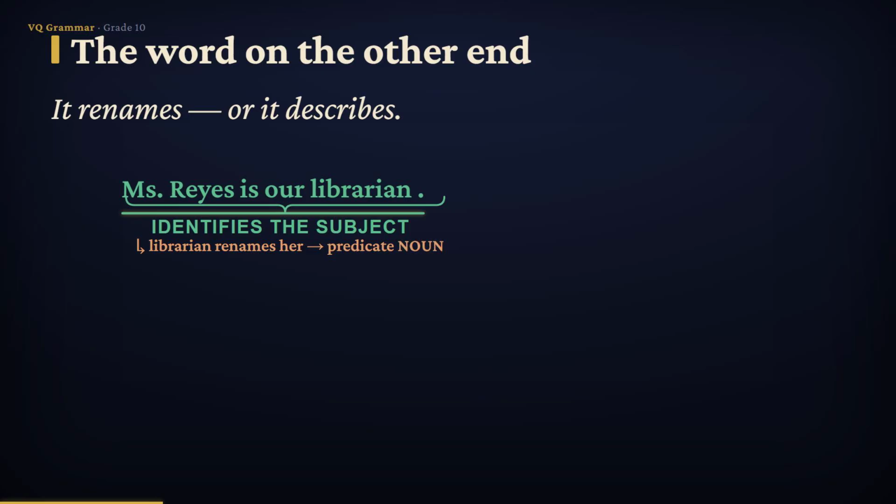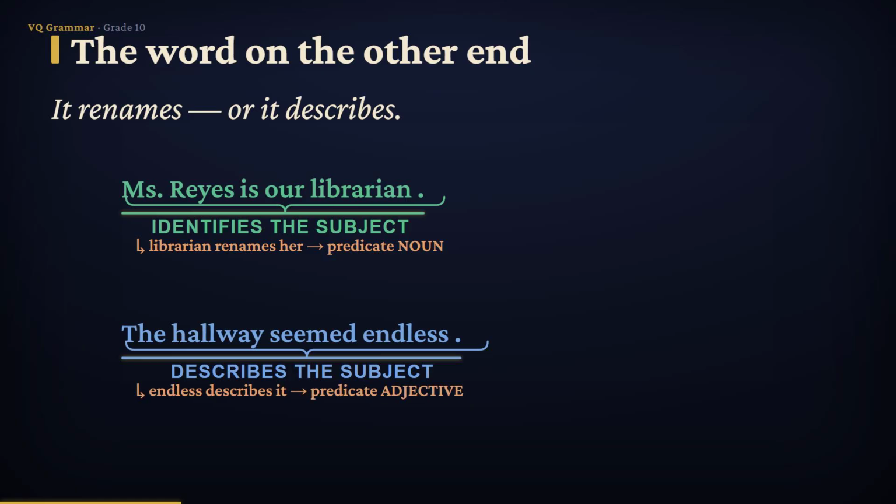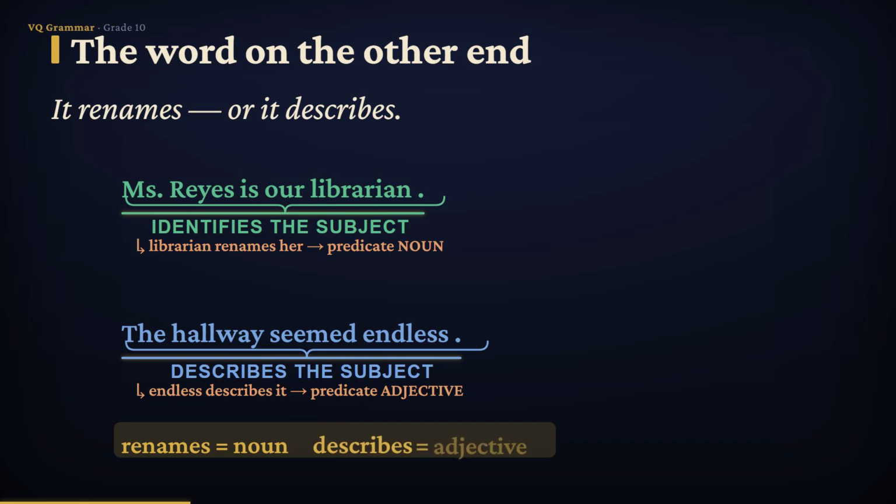Now the second sentence. The hallway seemed endless. This time, the word endless doesn't rename the hallway at all. It describes the hallway. It tells us what the hallway was like. A word doing that job is a predicate adjective. So the pattern stays simple. If the word renames the subject, it's a predicate noun. If it describes the subject, it's a predicate adjective.